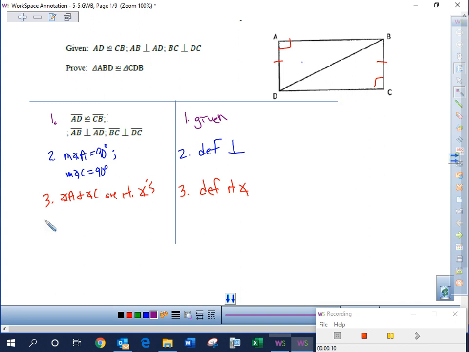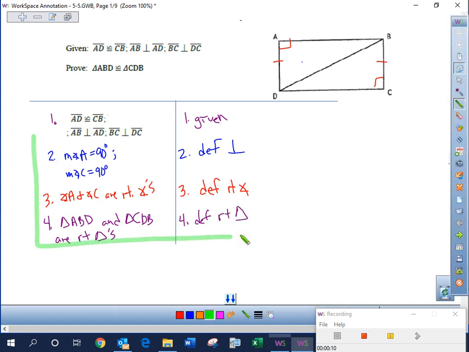Here's some right angles. So step 4, we can say that triangle ABD and triangle CDB are right triangles. And the reason is because they have a right angle in it, and that's the definition of a right triangle. And usually, if we let students do this on their own, they wouldn't put any of this stuff in their proof. There's 6 steps that they would be missing.